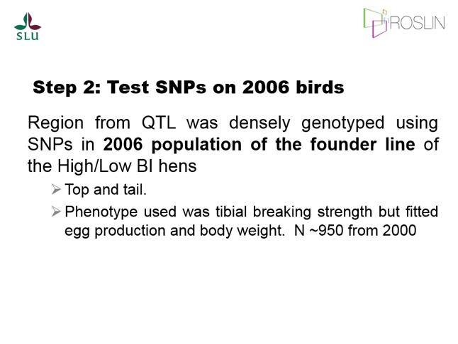2,500 birds were sampled from what was then the current generation of the founder population, and we used top and tail for the next analysis, which is again tibial breaking strength. But we need to use covariates for egg production and body weight, because they are both correlated quite strongly with bone strength, and we need to make sure we're looking at the correct phenotype. So from these 2,000 birds, we took 950 for genotyping.